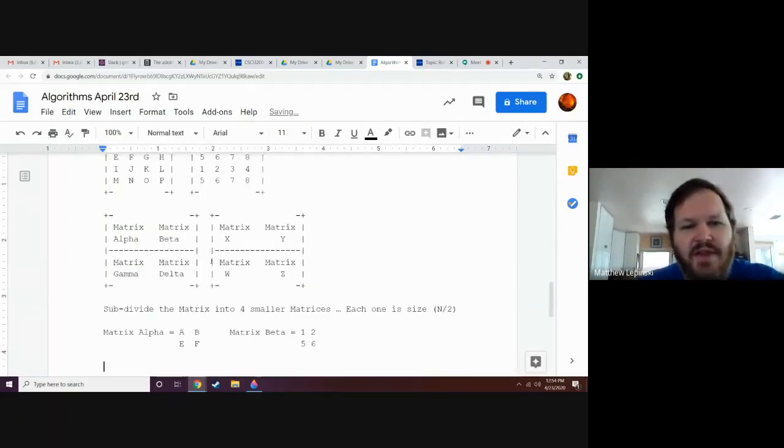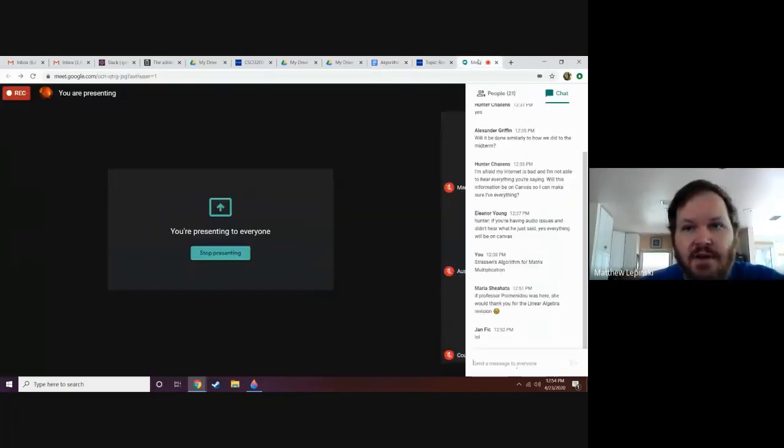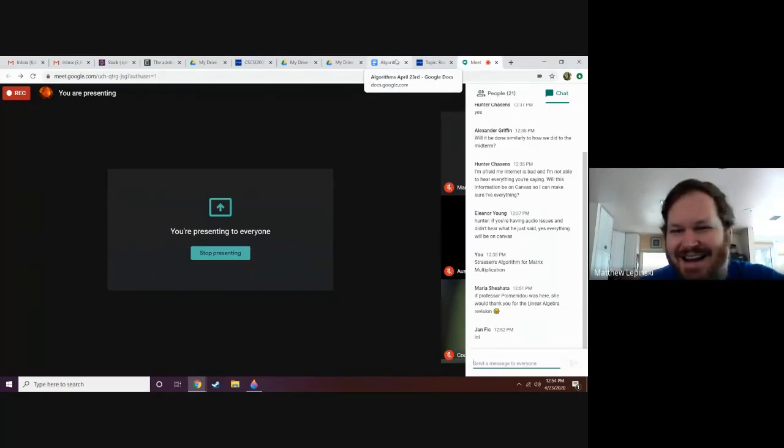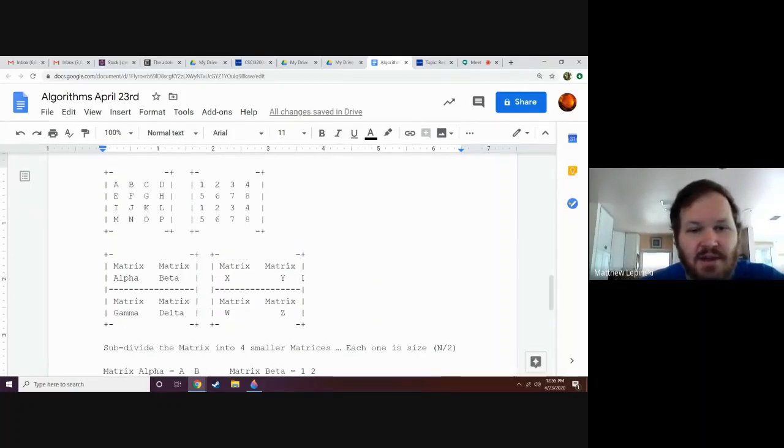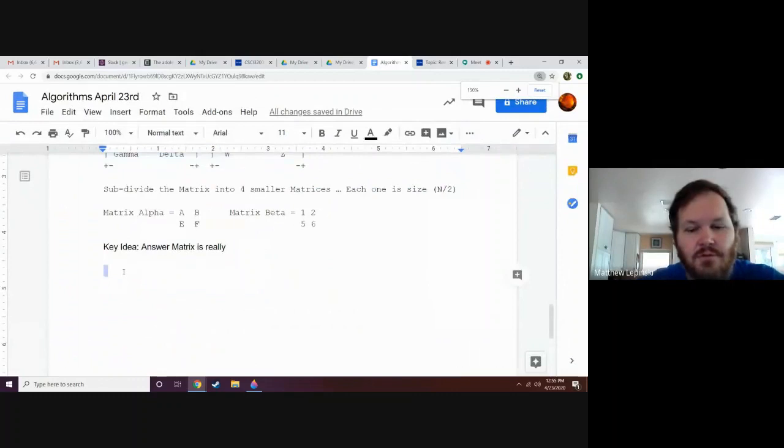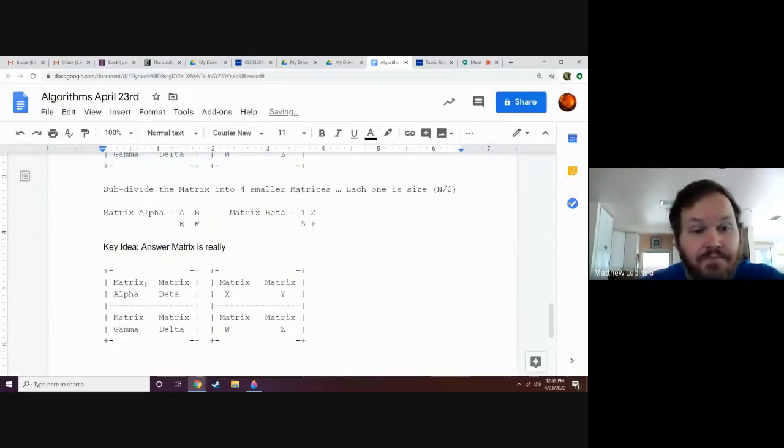We're approaching the point where the magic happens, and so I want to make sure people are with me at this point. I've subdivided the matrix into smaller matrices. I know a number of you, not all of you, are taking linear algebra right now. So the key idea, the answer matrix is really, let's do this. The answer matrix is really, can I go and kill this part over here, which I don't need.